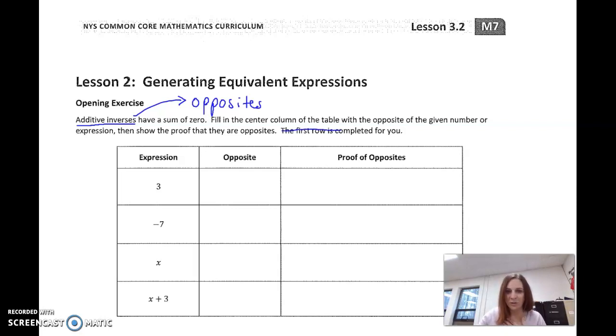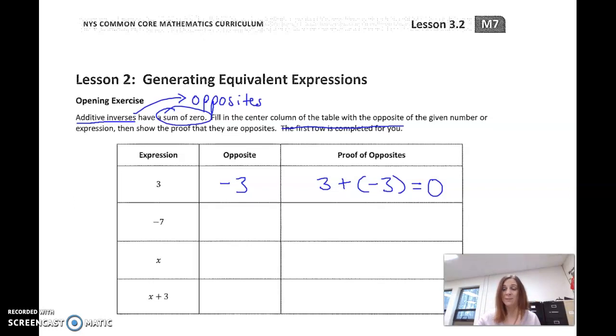I deleted a bunch of rows, so the first one isn't completed for us. If we have an expression of 3, that's an expression, no equal sign. The opposite of 3 is negative 3. Okay, so proof of opposites. This is where we come into play with additive inverses. If we have 3 and we add it to its opposite, negative 3, the sum is 0. And that's an important concept for additive inverses, for opposites.